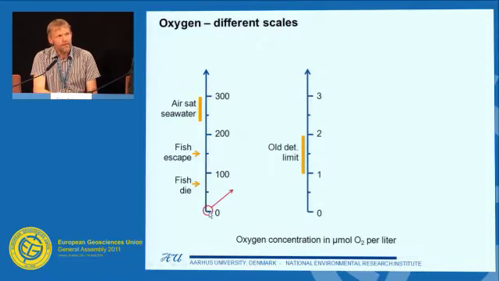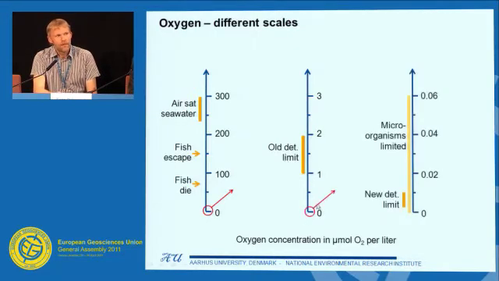If we expand this scale now by a factor of 100, we can see the old detection limit of the known oxygen methods. And if we expand this even further by a factor of 50 here, we can now see the new detection limit. This is very low. And the reason this is interesting is that microorganisms are very, very good at taking up oxygen from the environment.